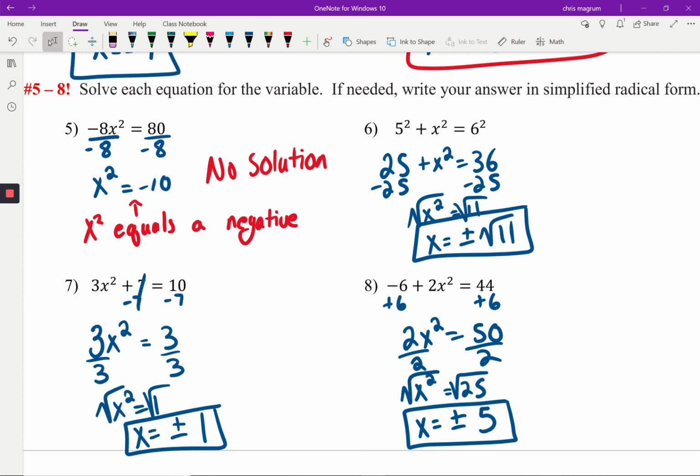So number 5, just really quickly going through a couple things. First step, if we divided by -8, we end up with a negative again, and something squared can't equal a negative. That's why that was a no solution. The rest of those are there. If you have specific questions, please reach out to your teacher.